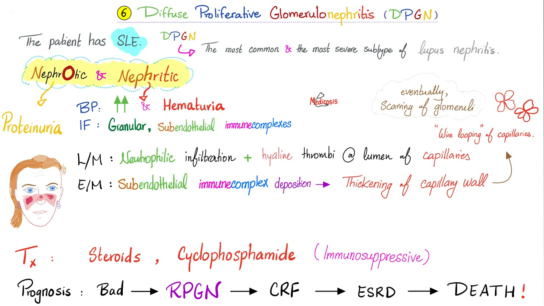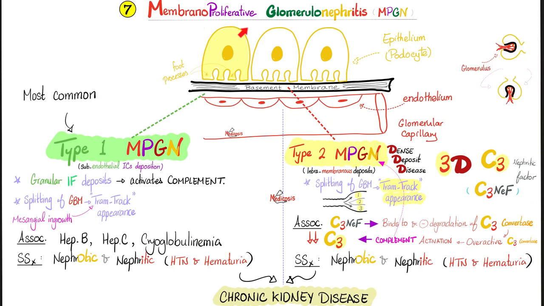Lupus is evil. The second doofus is membranoproliferative glomerulonephritis. We have 2 types of this, type 1 versus type 2. Type 1, subendothelial, but type 2 goes into the membrane. Tell me about type 1, subendothelial. Tram-track appearance because of the banana split. I split the glomerular basement membrane into 2 halves. Associations with hepatitis B, hepatitis C, cryoglobulinemia, nephrotic and nephritic of course, eventually chronic kidney disease.